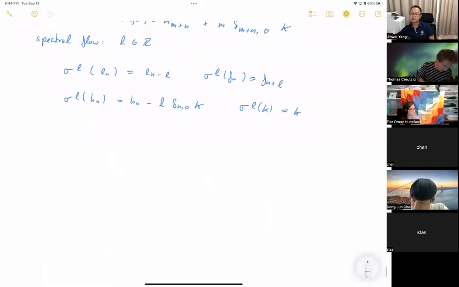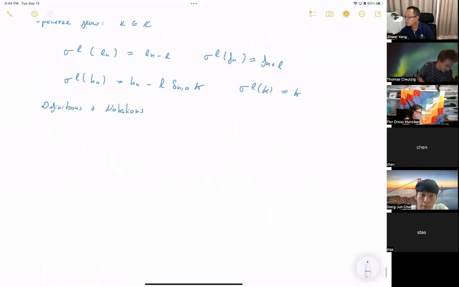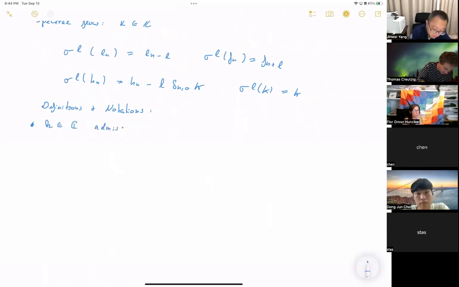Now I will go on and simply give you a bunch of definitions and notations. And I will repeat what they mean once they appear, just so that now we have written down once and for all what we need. So first, from now on, the central element will always act by a specific number, and the specific number will be an admissible number for SL2.